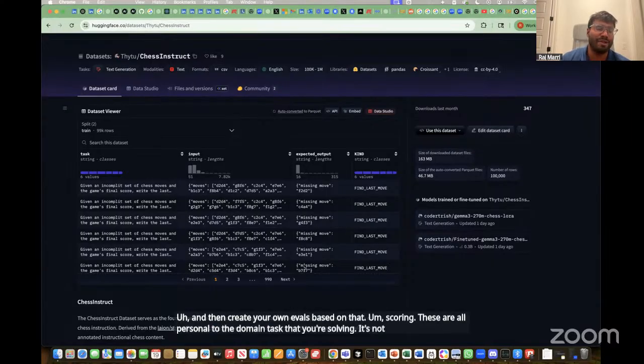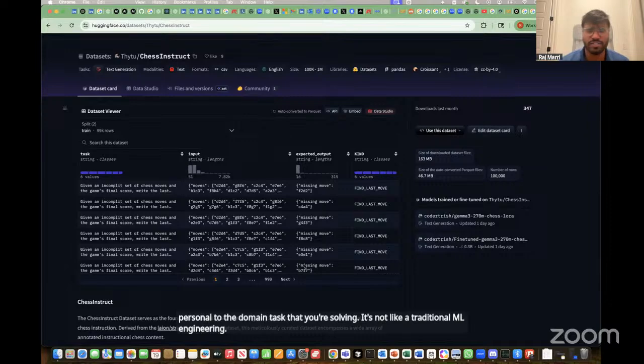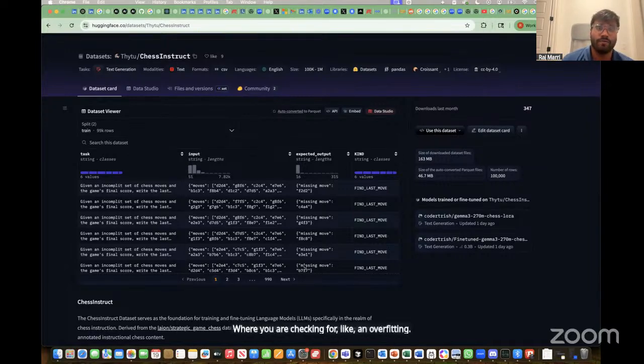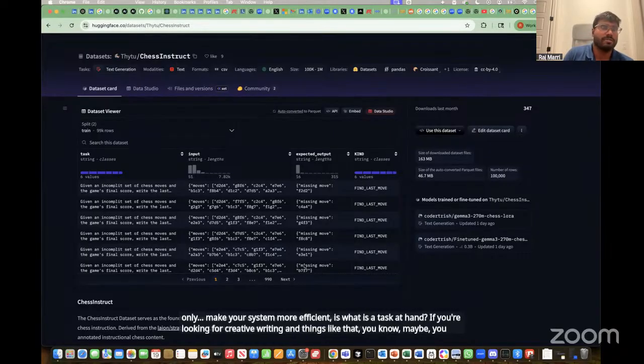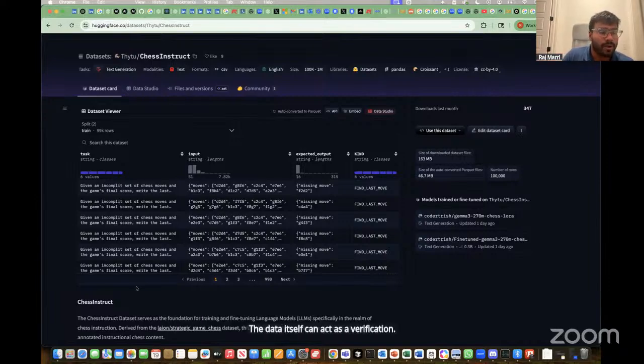It's not like traditional ML engineering where you're checking for overfitting and all of those. You definitely can play around with temperatures and all of those to see if the model behavior changed a bit. But it all depends on what your task at hand is. End of the day, that would only make your system more efficient. If you're looking for creative writing and things like that, maybe you can use LLMs themselves to judge that output. If you're doing coding or math, the data itself can act as verification. So yeah, that's all.